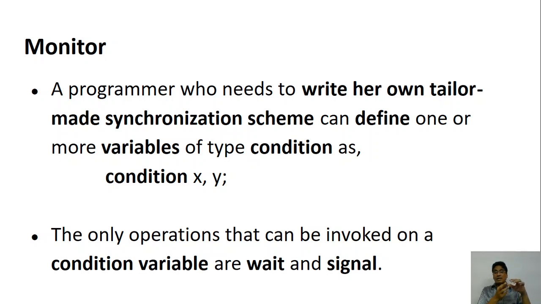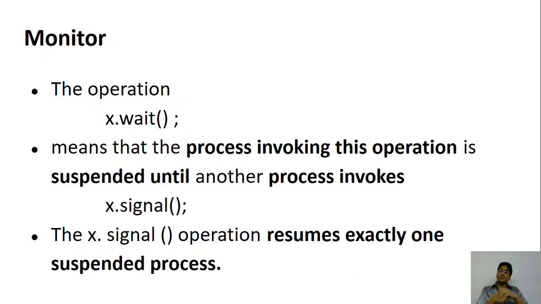Now this condition variable has only two methods, and guess which are those methods? One is wait, the other one is signal, same as the semaphore, but here you have a variable. Just as you declare int, float and other things, you declare a condition variable where only two methods are there: one is wait, the other one is signal. Suppose a variable is declared as a condition, and if a process calls wait, then this process cannot proceed.